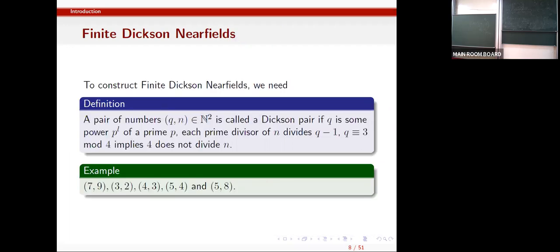No, the n and q are called a Dickson pair. So if you want to classify all the finite near fields, first are finite Dickson near fields. So for Dickson near fields, you start with a pair.